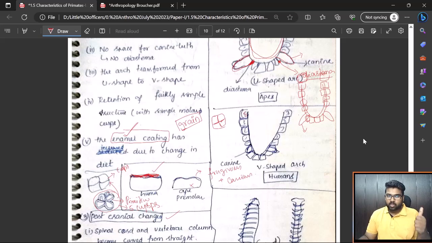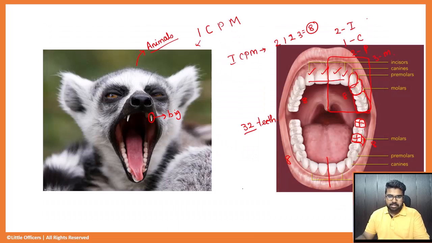So one thing is that the canine teeth receded. Look at humans, the canine teeth got reduced. They become smaller. When the canine teeth become smaller, you don't need the space for the bigger ones. That's the reason why the diastema disappeared in humans. Then one more thing, as the jaw receded, the dental arcade became V-shaped from the U-shape. Look at this, the dental arcade became V-shaped. The same can be seen here also.